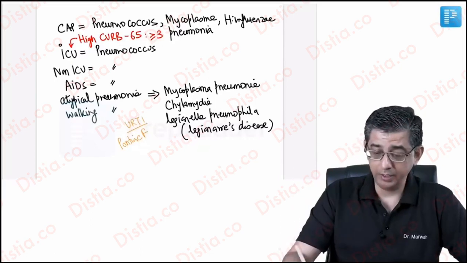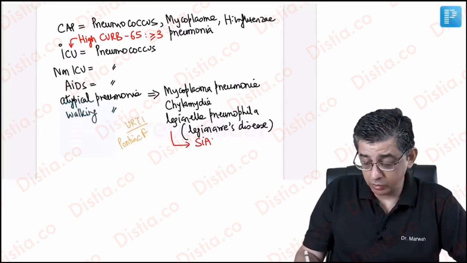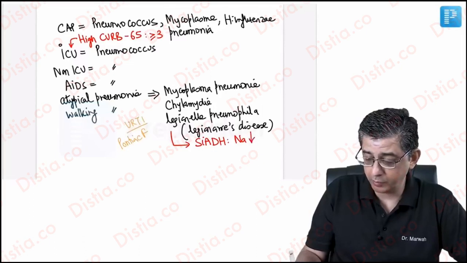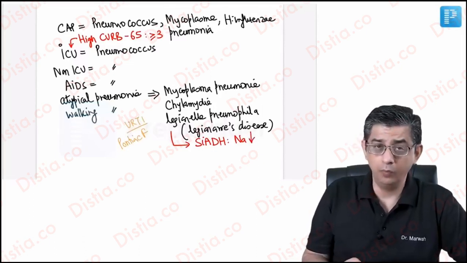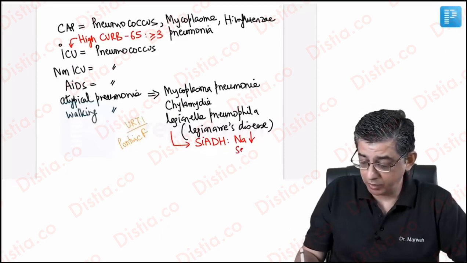And more importantly, Legionella pneumophila MCQ might even talk about seizures. Why would that be so? Is because this condition would be associated with syndrome of inappropriate ADH secretion. More water in the body will cause hyponatremia, and this hyponatremia would contribute to seizure.